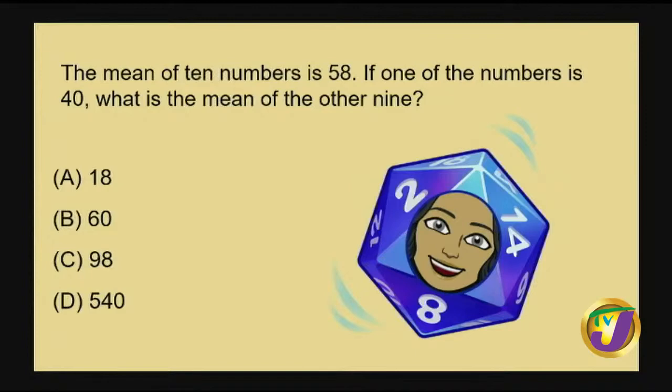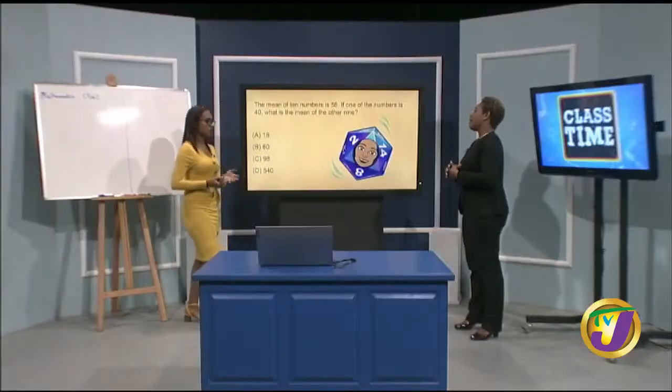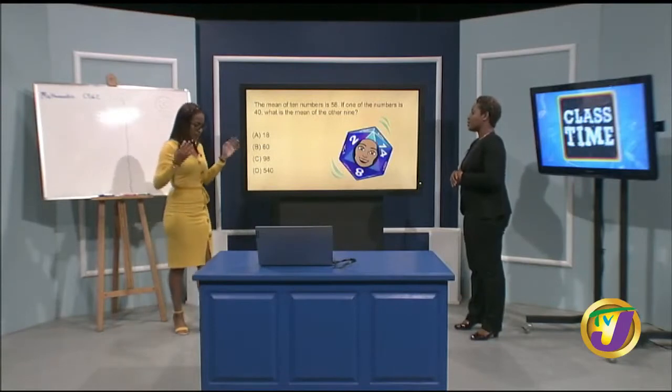Well, we know C and D are out, because if the mean is 58, how could we get 98? Well, maybe I could get 98, I don't know. But for the mean of the other 9, 540 is way out. All right, but 98 is still out because the mean of the other 9 could not be 98. All right, so what does the mean tell us again? Now we're looking at average, mean, because we have average, mode, median, mean.